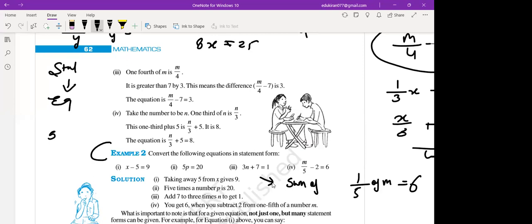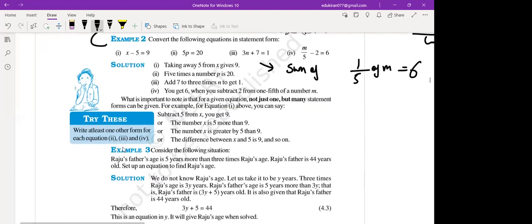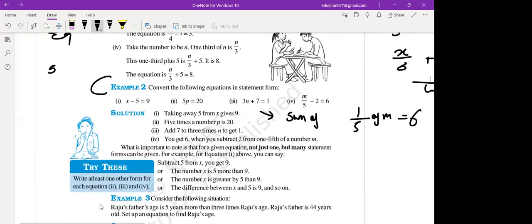For the fourth one, I wrote dividing m by 5, then subtracting 2. No, you cannot write m by 5 because it is 1/5 of m. I told you where this m upon 5 came from. So it is basically 1/5 of m. I hope everyone is clear. So now you people will try example number 3, then we will do the next question.